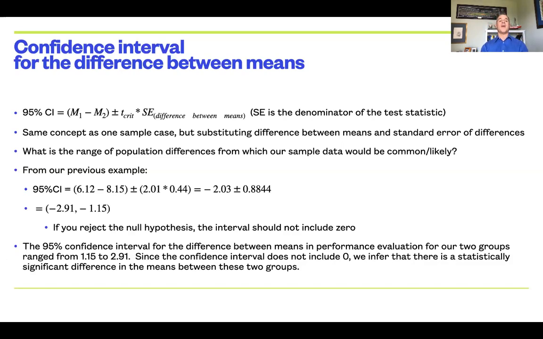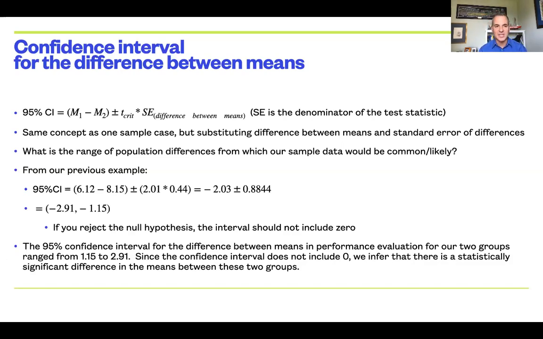So how would we report that? We would say the 95% confidence interval for the difference between means in performance evaluation for our two groups ranges from 1.15 to 2.91. Since the confidence interval does not include zero, we infer that there is a statistically significant difference in the means between these two groups. We might add at the 0.05 level, alpha equals 0.05 level, or p equals 0.05 level.